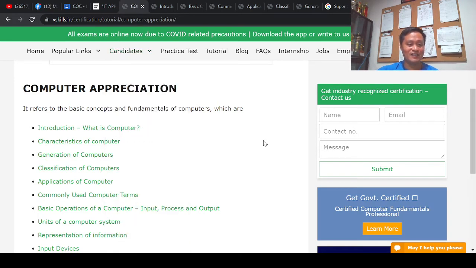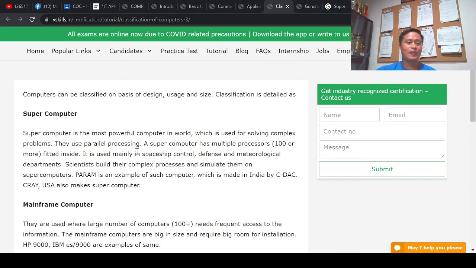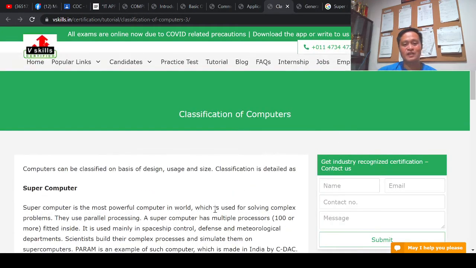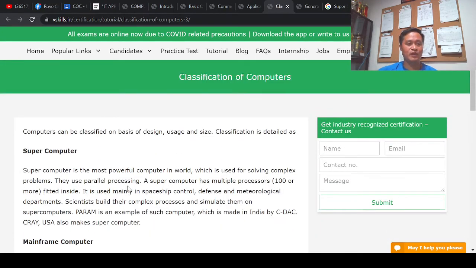And the next topic that I'm going to discuss is the classification of computers. There are lots of classifications of computers, but I'm going to share with you the one that is being introduced by bskills.in. Number one classification of computers is the supercomputer.